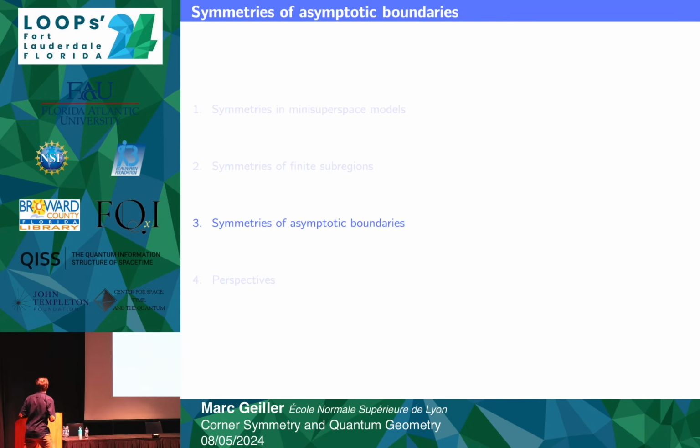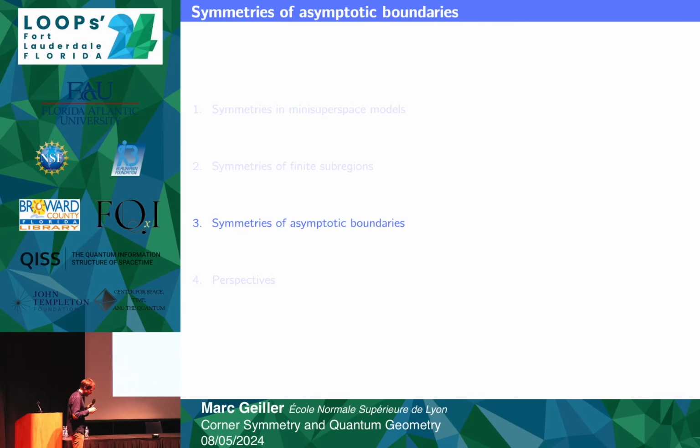Okay, so now I move to symmetries of the asymptotic boundaries, and this is where I will spend most of the time, because I want to describe some interesting classical symmetry structure, which is, as far as we understand, a symmetry structure in classical general relativity, and I think it's quite beautiful.